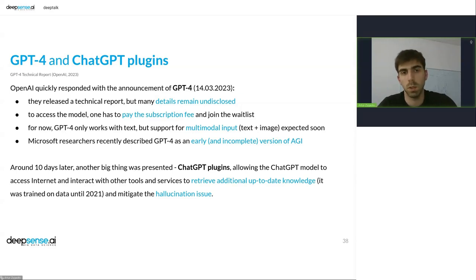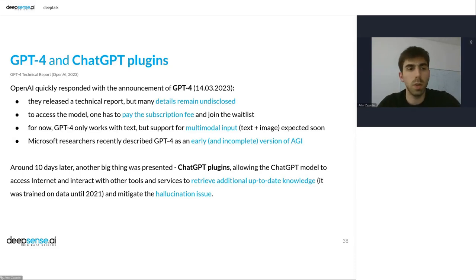Another big announcement from OpenAI arrived 10 days later. They announced ChatGPT plugins, which allow the ChatGPT model to access the internet and to interact with other tools and services, for example, to retrieve additional and, what's most important, up-to-date knowledge, because the original ChatGPT was trained on data that ended in 2021, and it had no clue what happened in the world afterwards. So now we will be able to make ChatGPT extract this knowledge from external sources. This would allow us to mitigate the well-known hallucination issue that LLMs in general suffer from, where they come up with facts that don't really make sense, that are untrue.